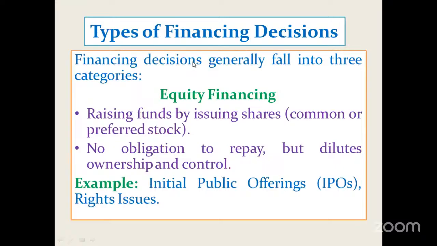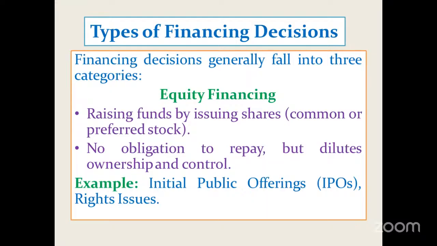Now, types of financial decisions. Financial decisions generally fall into three categories. The first one is equity financing: raising funds by issuing shares, common or preferred stock. No obligation to repay, but dilutes ownership and control. Example: initial public offerings (IPOs).